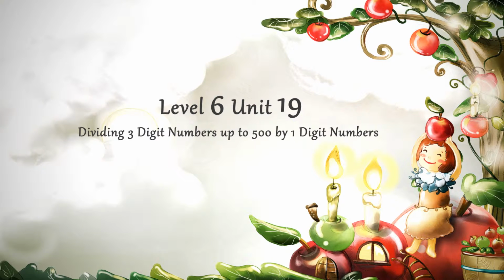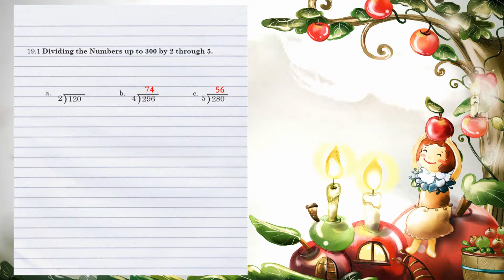Unit 19, dividing 3-digit numbers up to 500 by 1-digit numbers. Unit 19.1, dividing the numbers up to 300 by 2 through 5. It is very important that we keep our alignment straight here on these problems. Let's look at example A.